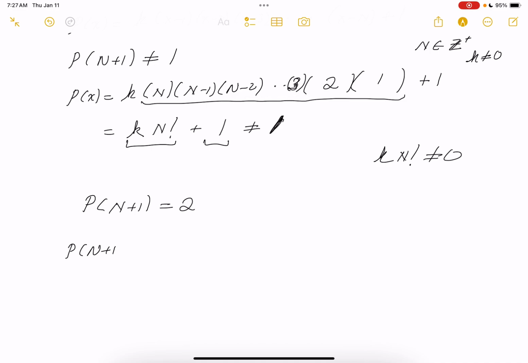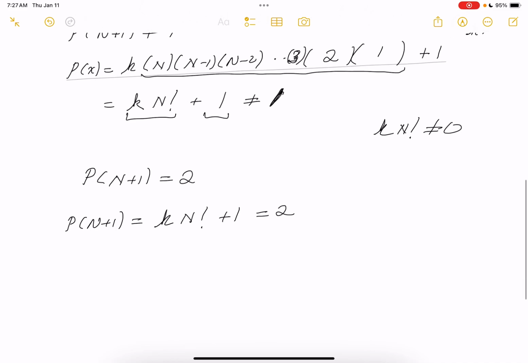So P of n plus 1. Well, you know what? I kind of just did that, the n plus 1. And what does it turn out to be? It turns out to be k n factorial plus 1. But they now tell me this is equal to 2, right? Which is an important fact at this point. So if that's true, I think I could figure out the k. So k n factorial is going to be equal to 1. So k would have to be equal to 1 over n factorial.